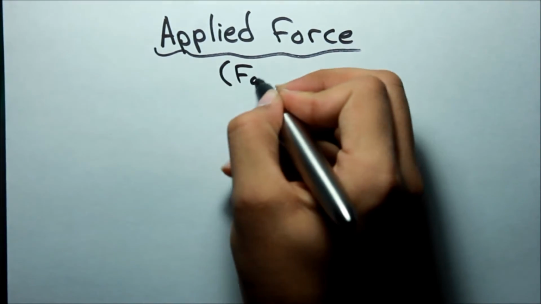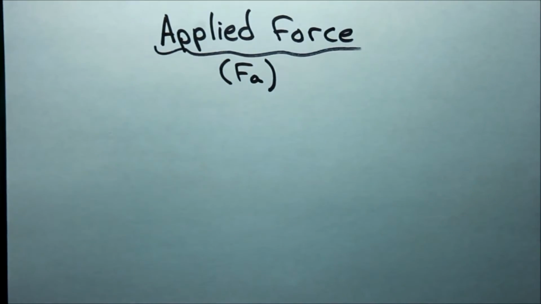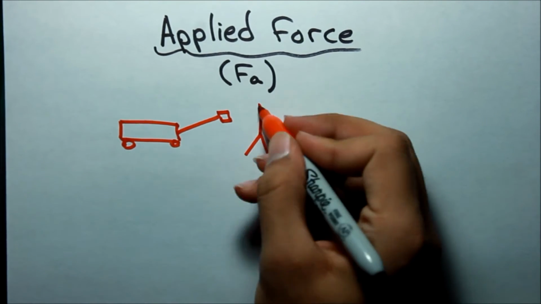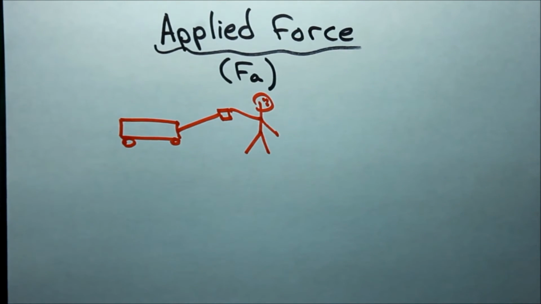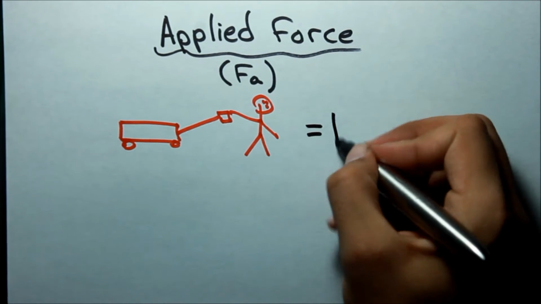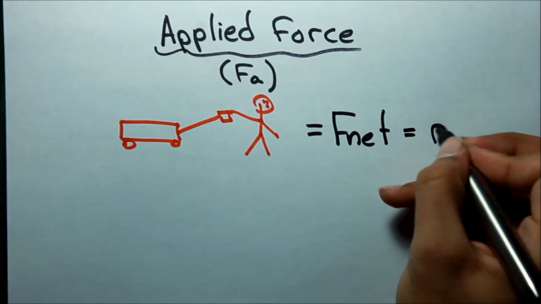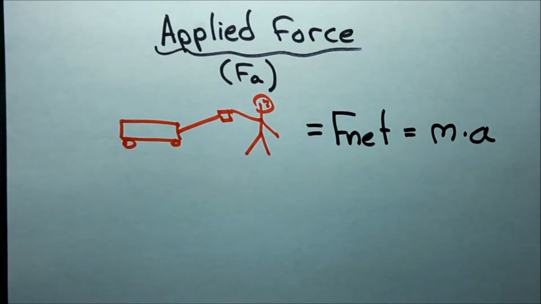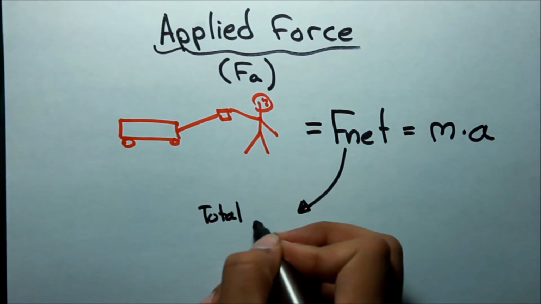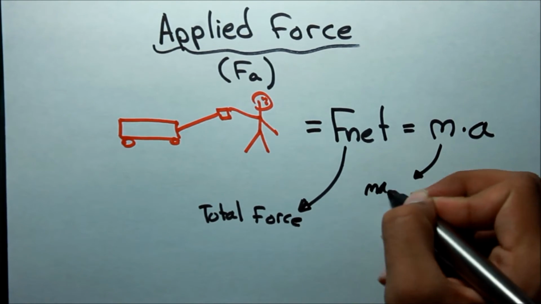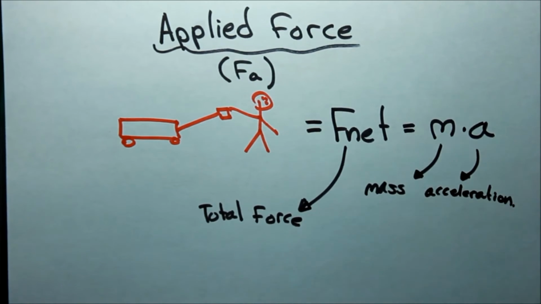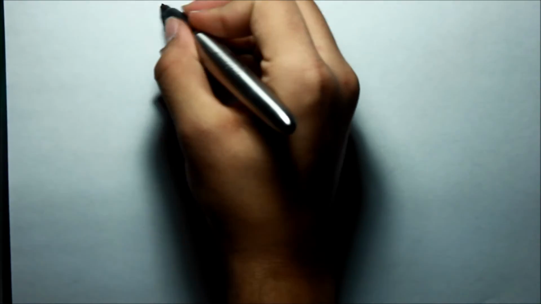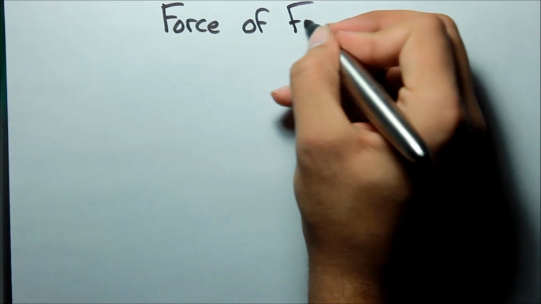The applied force is also very common next to gravity. The applied force, also known as Fa, is an external force acting on an object. Whether it's someone or something pushing an object or pulling it, the applied force is also Fnet equals ma, where Fnet is the total force acting on an object, m is the mass of the object, and a is the object's acceleration.